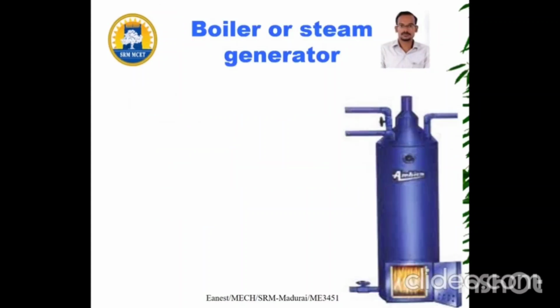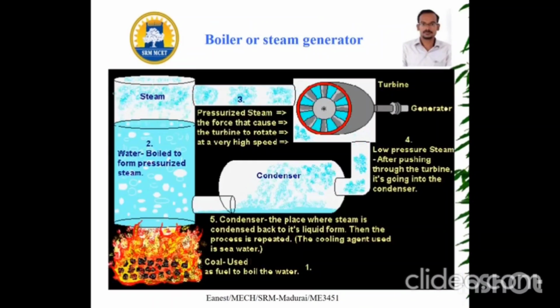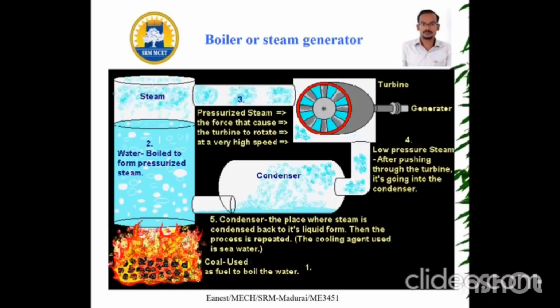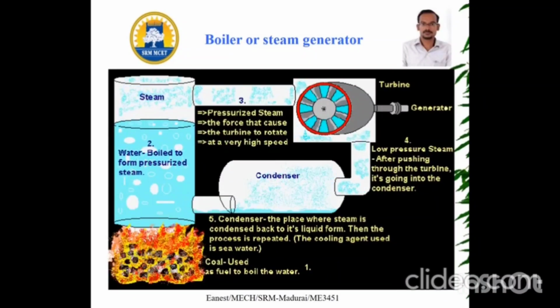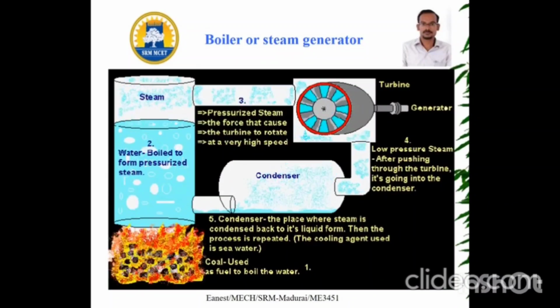We are well aware that the boiler is also known as a steam generator. In this steam generator, the water is converted into steam by means of heat energy supplied by fuel or coal. This is a simple outline, or simple principle, of the steam generator. Coal is used as a fuel to boil the water, which changes the phase from liquid to vapor phase.